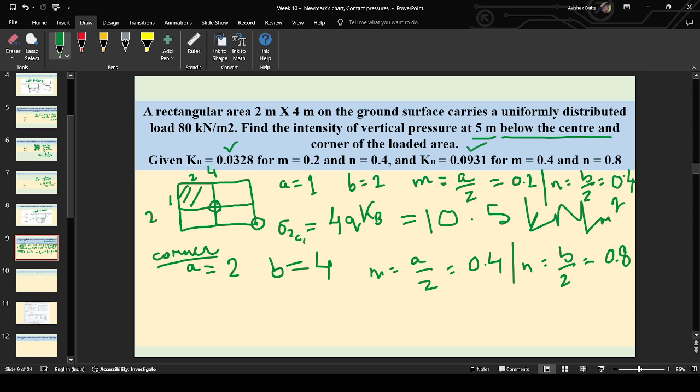Now this is the center, let's see over here. Now sigma z at the corner, it will be how much? We need to multiply by 4 right now, right, because we are considering the entire rectangle. It will be simply q into kb. This is kb for the center, kb1, and I right now write kb2. I'll write over here kb1 and kb2. Solve it and tell me the answer. Q into kb2, q is 80.